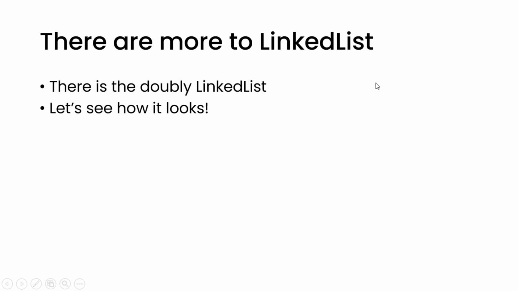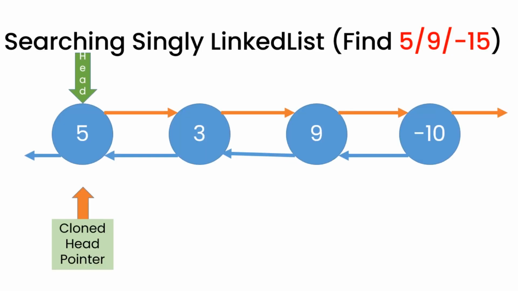Now we have talked about single linked list. We're gonna talk more about linked list. Like I said, there is another type of linked list, which is a doubly linked list. I call it doubly, some people call it double linked list. You can call it whatever you want as long as you understand it. Let's see how it looks like.